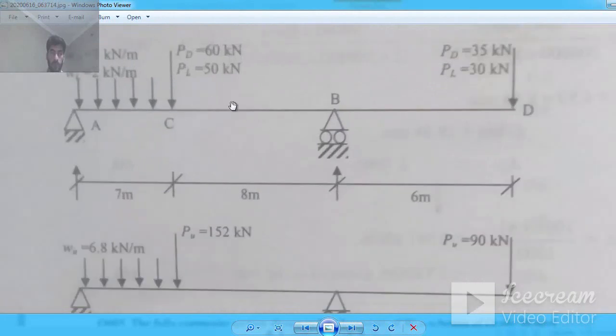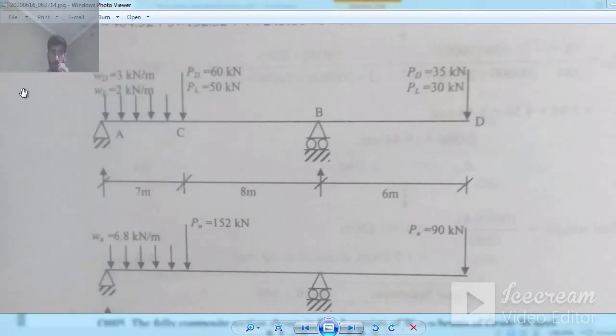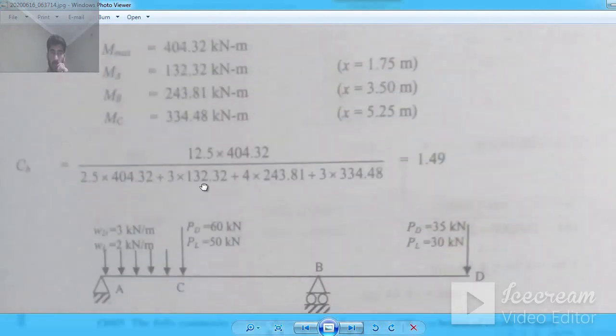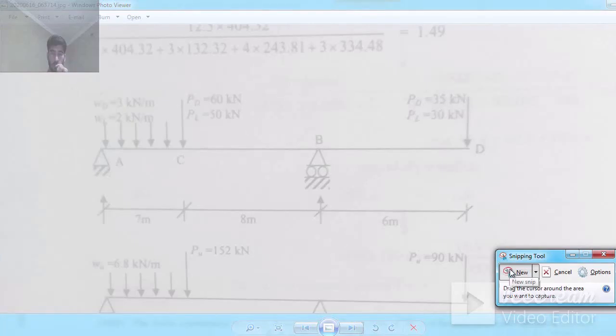This is an interesting example, you must remember it. The beam is laterally braced at this point, at this point, and at this point, but not at this point. Clear? So to do this example, let's start.